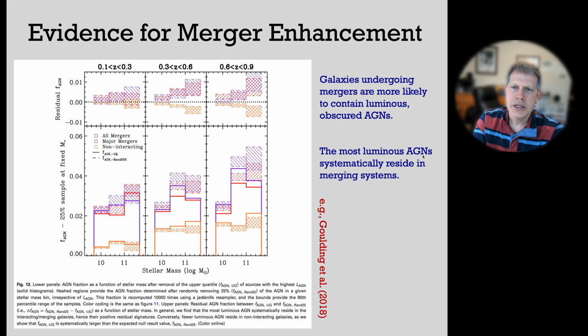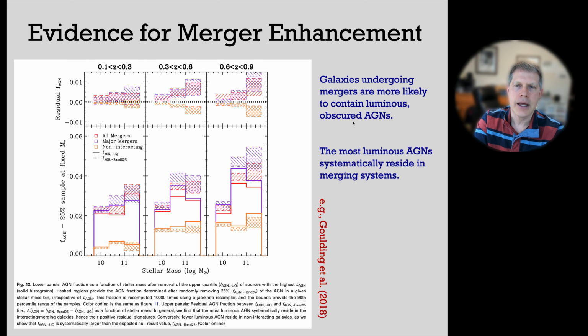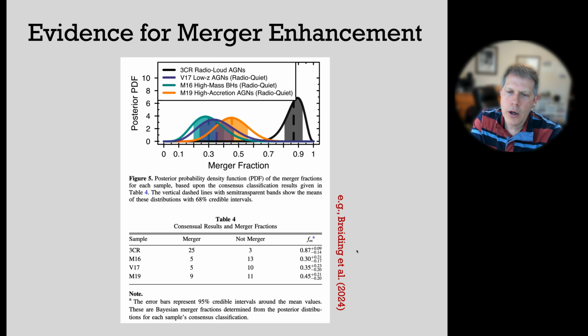And the most luminous AGNs systematically reside in emerging systems, also what you might physically expect broadly from a picture like this. And again, I refer you to this paper and many other papers for detailed technical analyses of these points. Here is one more nice recent paper on this topic.